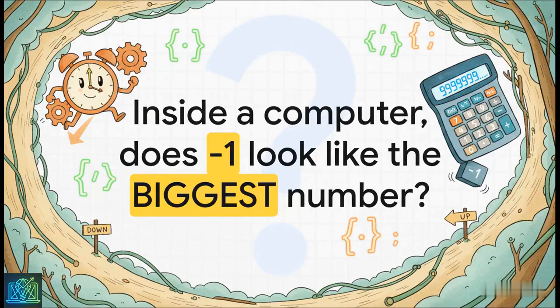So get this. What if I told you that for a computer, the number -1 looks like the biggest, most maxed out number it can possibly imagine? I know, it sounds totally backward, right? Like saying left is the new right. But here's the thing. It's not only true, it's one of the most brilliant tricks in all of computer science.